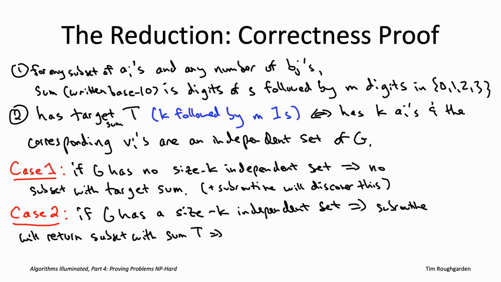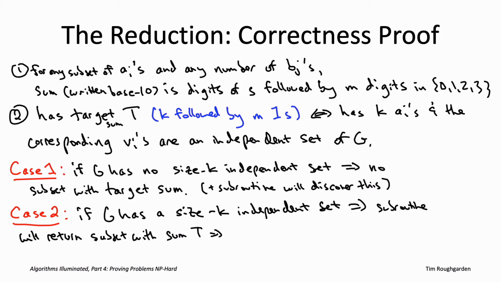Namely, given the k vertices of G that are an independent set, you just include in the subset the corresponding a_i's. That makes sure the leading digits are equal to k. And because it's an independent set, all of the trailing digits will be equal to either 0 or 1, depending on how many endpoints of an edge are included in that independent set. And then whatever digits have the 0, you throw in the corresponding b_j's to correct it and bump it up to 1. So if there's a size k independent set, then there will in fact be a subset that has the target sum capital T.